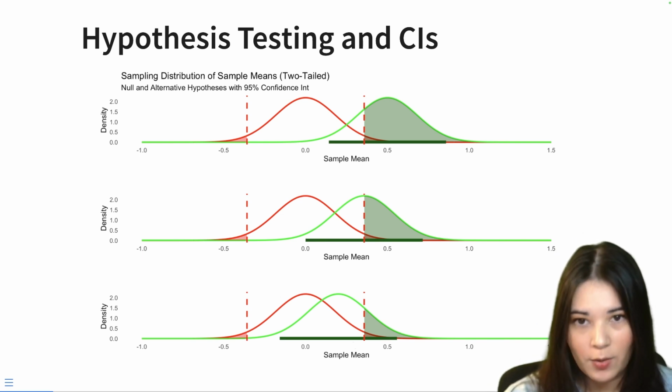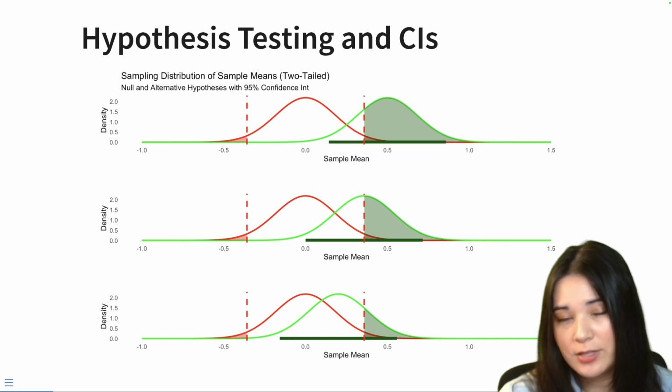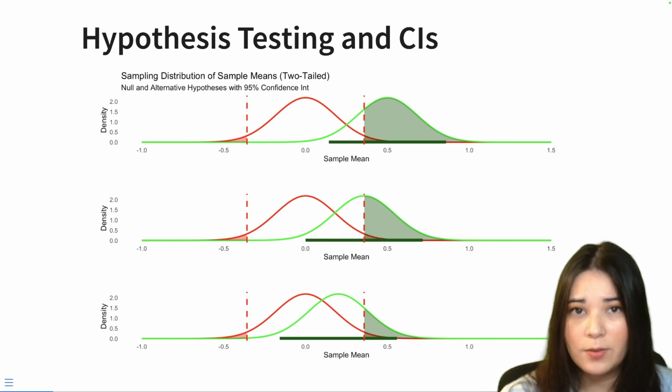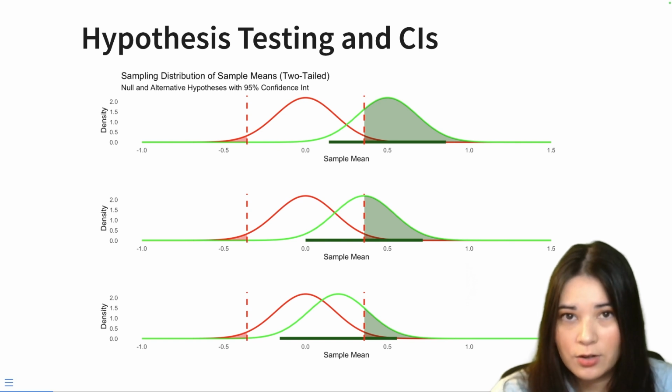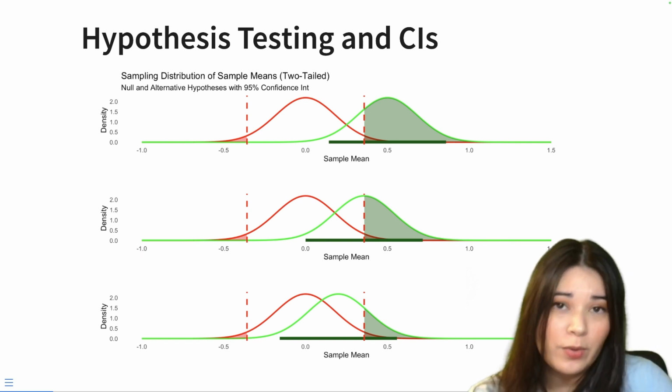So now you know a little bit about the connection between confidence intervals and these Neyman-Pearson style hypothesis tests. If our confidence interval contains the null value, then we are not going to reject the null. And if our confidence interval does not overlap with that null value, we will reject the null.